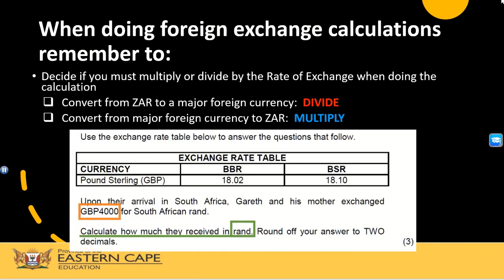So let's take a look at what's given to you on the screen. The first rule was identify the currencies. Now we need to decide if we are going to multiply or if we are going to divide. So what do we have here? We have 4,000 Great British pounds that are going to be converted into rand. So we have a major foreign currency being converted to South African rand. I want you to just take a few seconds, think about it. Must we multiply or must we divide?